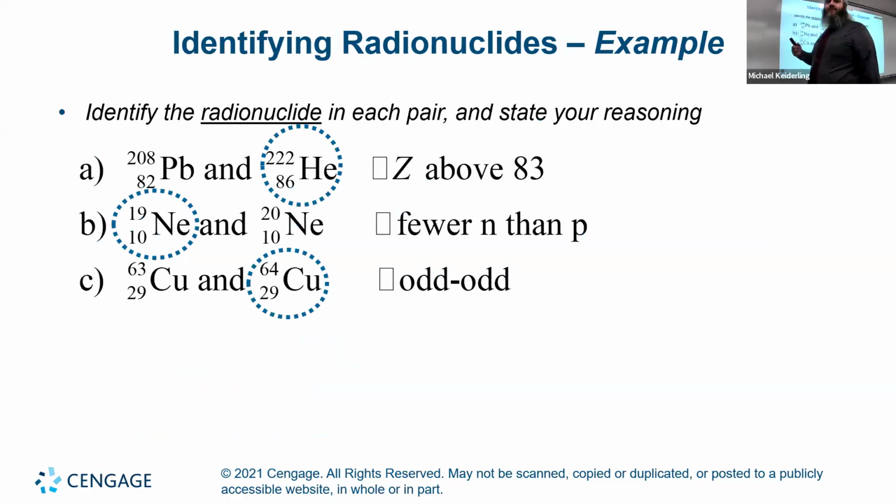So here we want to identify the radionuclide in each pair and state our reasoning. So we have lead-208, and well, this is just wrong. This says helium-222 with atomic number 86, but that's not helium. Z is above 83.